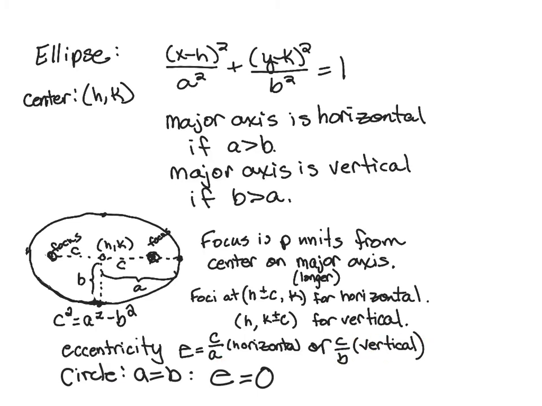Here's your vertical one. So this ratio is going to be less than 1. But if the ratio equals 0, if C is 0, then your focus points are both right on top of your center, and your A equals your B, because you got a 0 here, and that is a circle. So the eccentricity of a circle, which is a perfect ellipse, is 0. And then as the eccentricity gets bigger and bigger, your ellipse gets more and more flat and less circular.